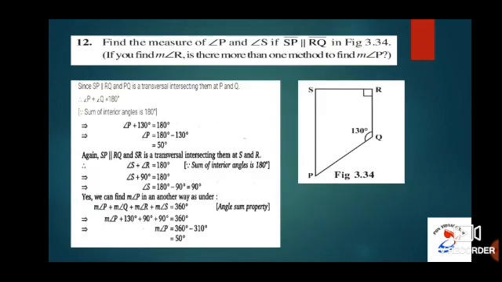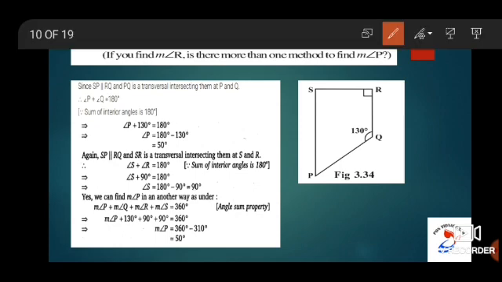Now it is question number 12 of exercise 3.3. Find the measure of angle P and angle S if SP is parallel to RQ in the figure 3.34. If you find the measurement of angle R, is there more than one method to find the measurement of angle P? Children, we have two different methods. They have also asked you the other method. So first let us discuss the first method.